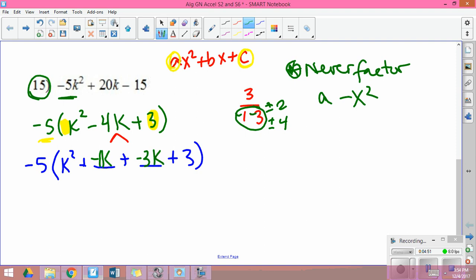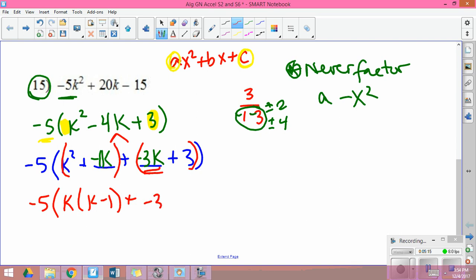Notice I still have negative 4k. I've not changed the value of my expression. I just changed the way it was written. So now I'm going to group these first two, and I'm going to group the last two. I'm going to do greatest common factors again. So greatest common factor here is k, and that leaves k minus 1, plus, if this third term is negative, always factor out a negative. So I'm going to take out a negative 3, and that's going to leave k. Positive 3 divided by negative 3 is minus 1.